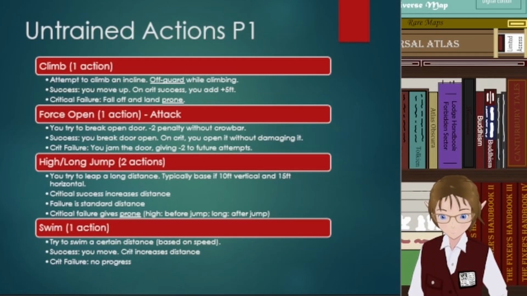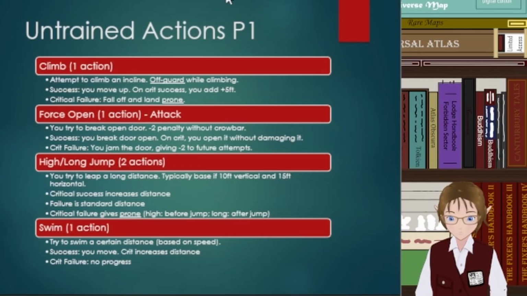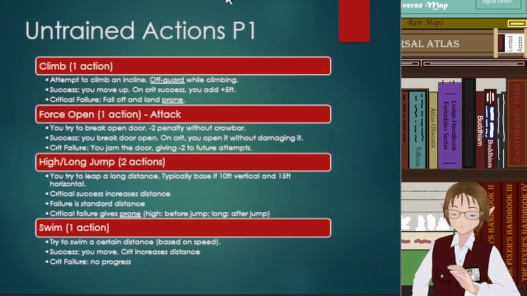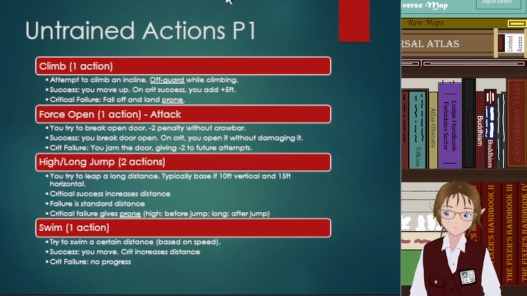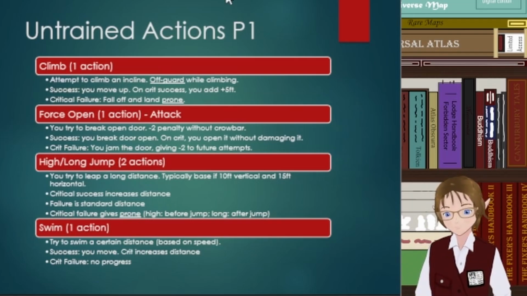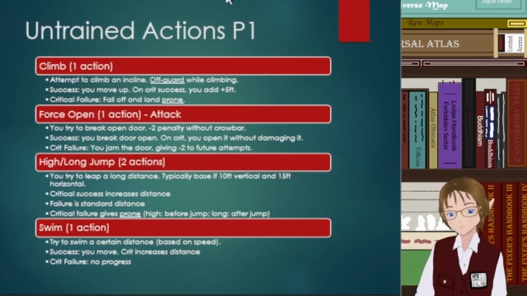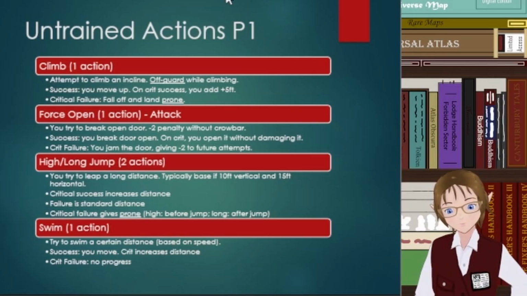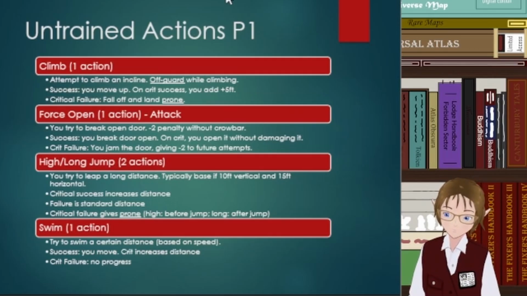The next action to talk about is high long jump. This is an action simply for jumping high or long distances. Typically, the base distance is 10 feet vertical or 15 feet horizontal, but these numbers can shift somewhat depending on your proficiency, your level, and your speed. On a critical success, the distance you move is increased. If you succeed, there's no specific effect, but if you fail, you move standard distance. A critical failure leaves you prone.